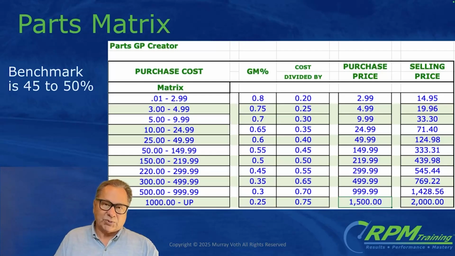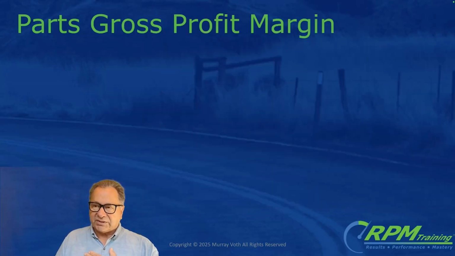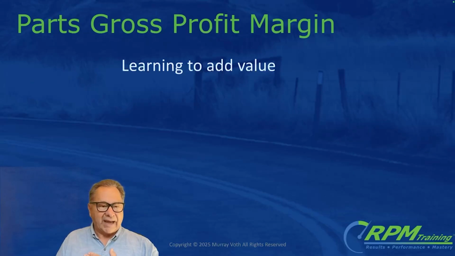So this is the tool that we would use to achieve that gross profit margin, put it into place. If you find that you're doing a lot more parts in a lower area, maybe you tweak this one up a little bit. You can always adjust these a little bit to find that 47% to 50% range that we're looking for. So this leads us to talk a little bit about how to add value.